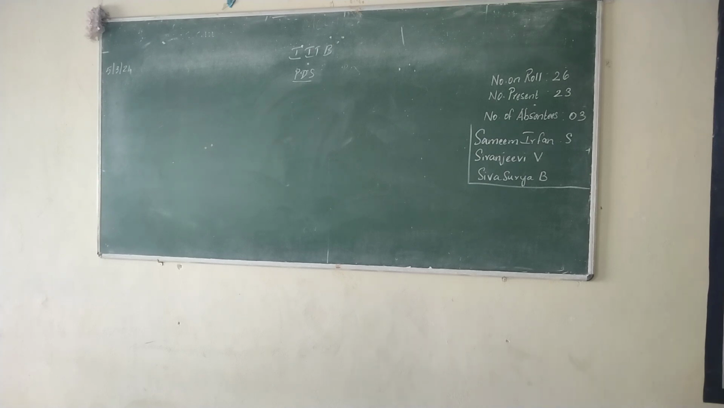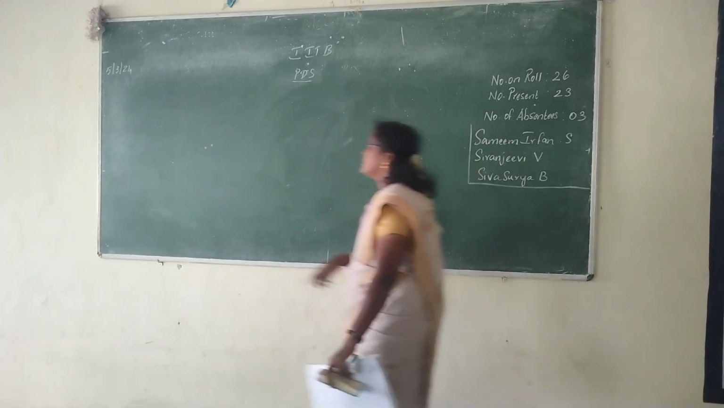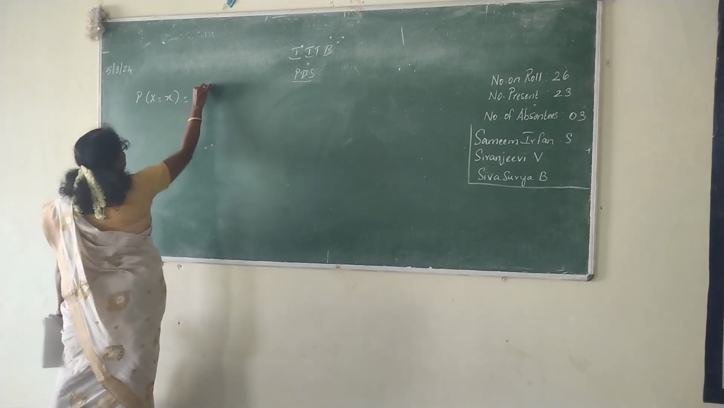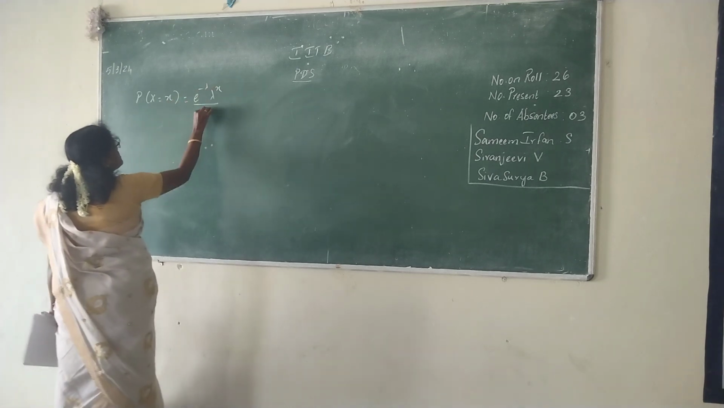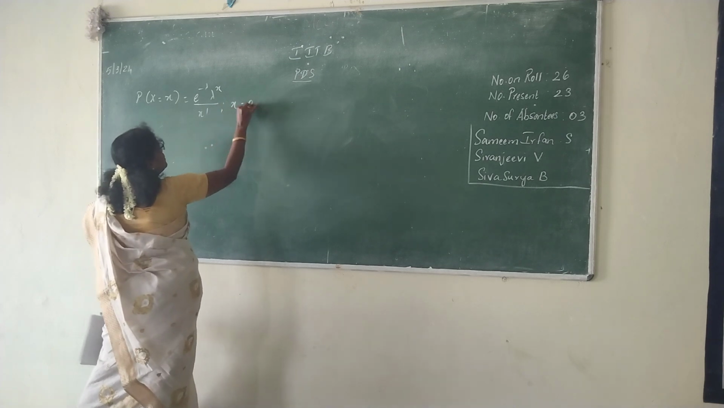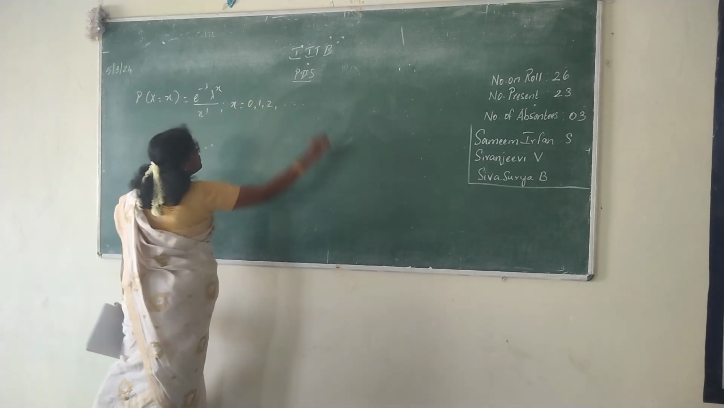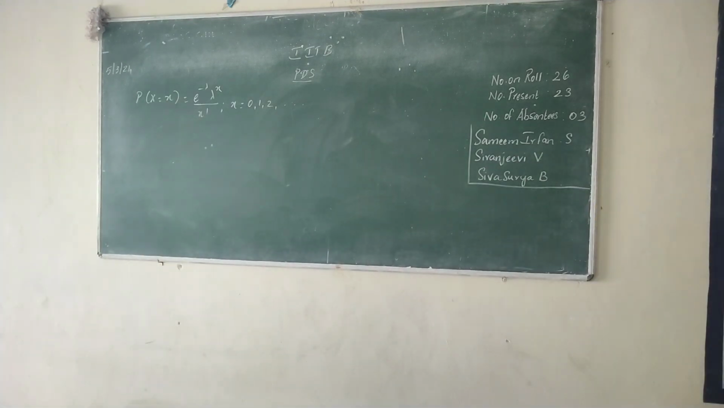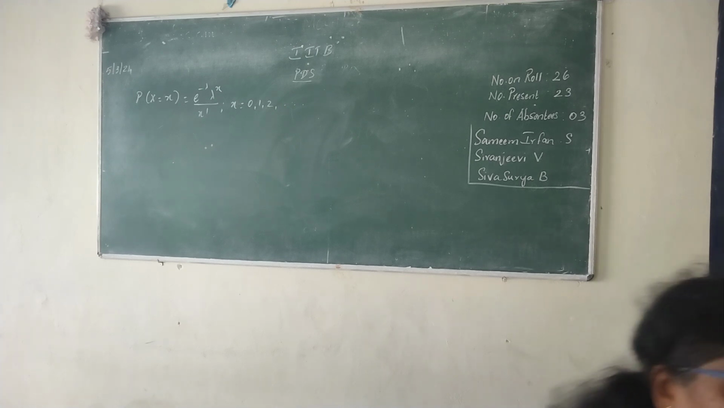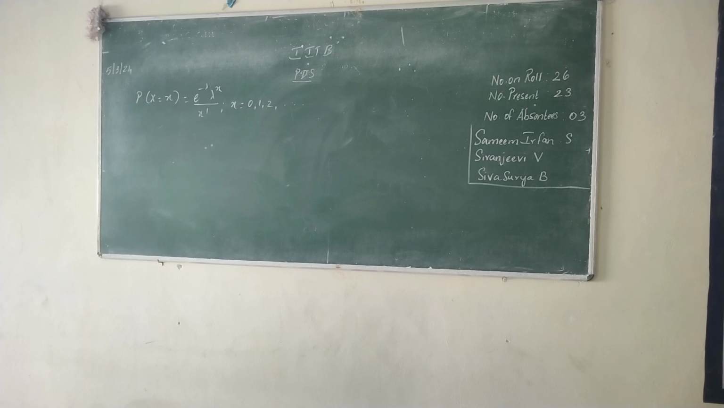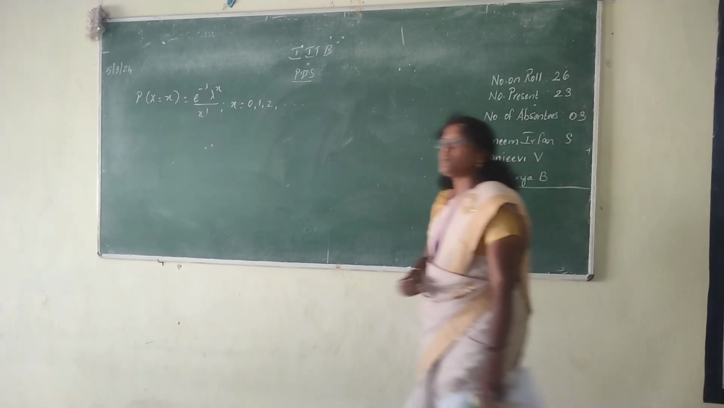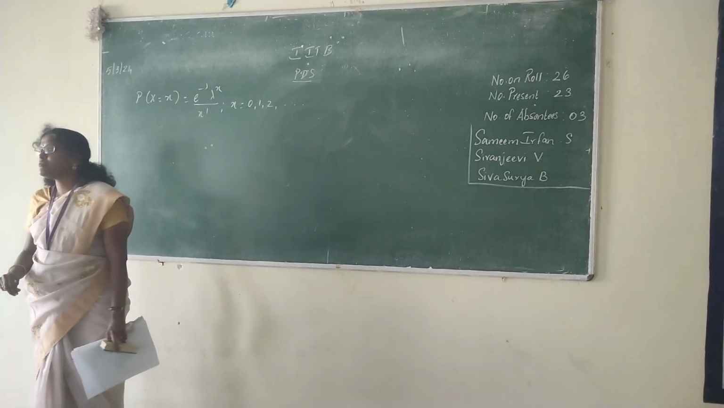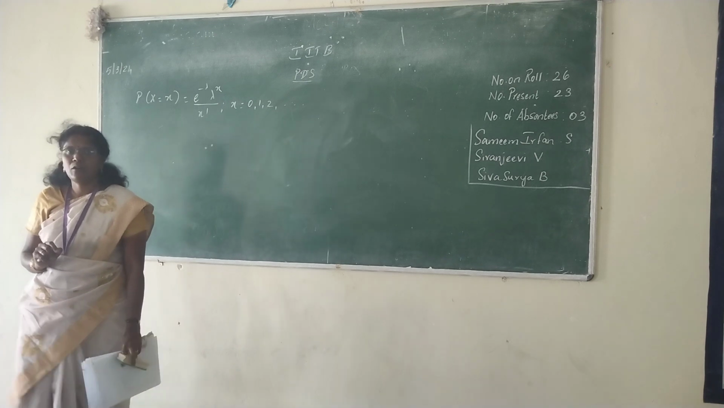So how do we define the Poisson distribution? e power minus lambda, lambda power x by x factorial. What is the range of x value? 0, 1, etc. up to infinity. That is the range for x. Which is called the parameter? Lambda will be called the parameter. For binomial, how many parameters are there? 2 parameters. What are they? N and P.